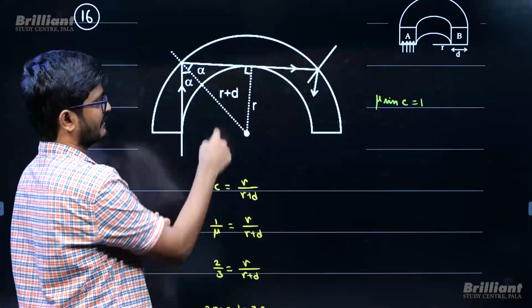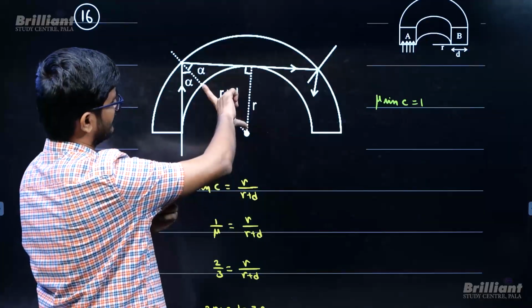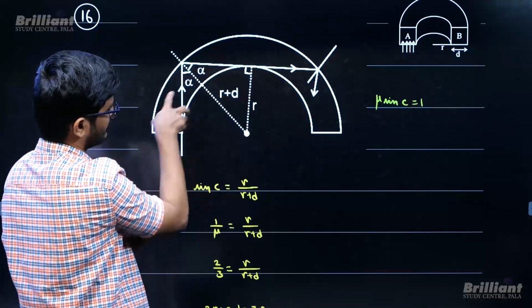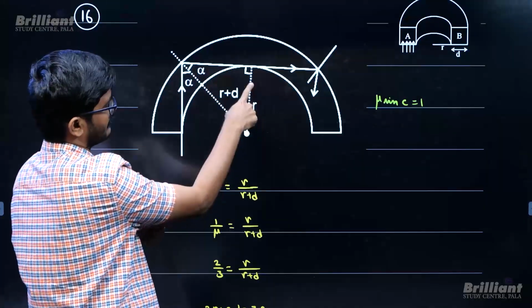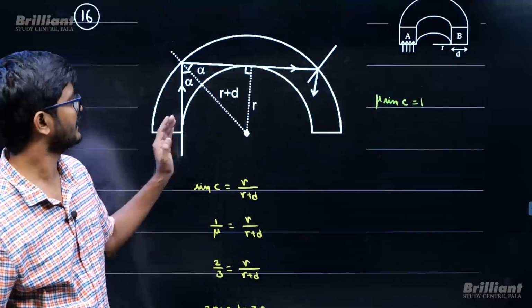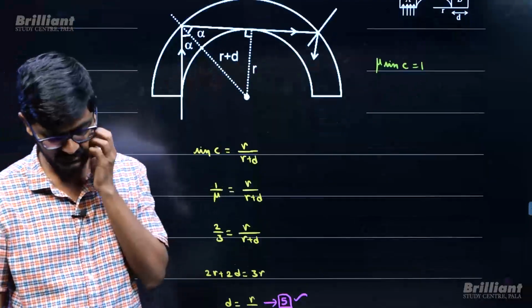So sine of the critical angle equals r by, now this is r and this is d, right? So this is r plus d. So sine of the critical angle equals r by r plus d. From there you will be getting the required answer. The only thing you need to understand is this ray has to sufficiently come through the remaining part.